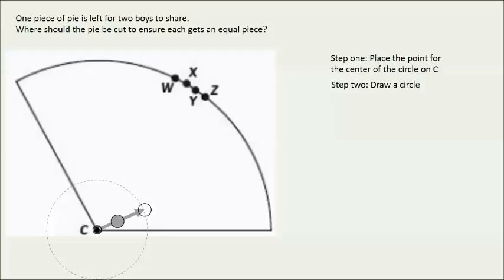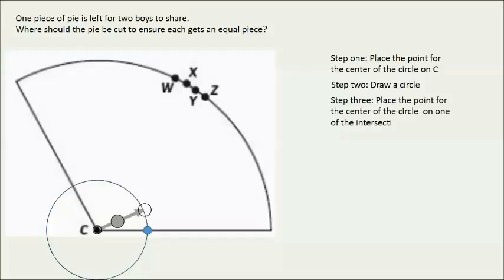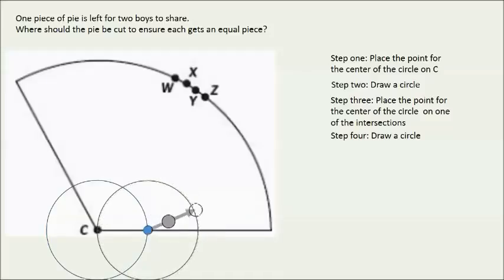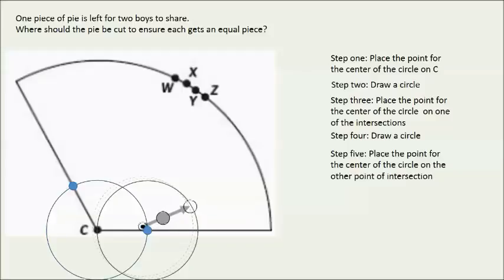Step 2, we'll draw a circle. Step 3, place the point for the center of the circle on one of the intersections. So we'll slide to the right. And step 4, we'll draw a circle. Step 5, we'll slide over to place the point for the center of the circle on the other point of intersection. And step 6, we'll draw a circle.